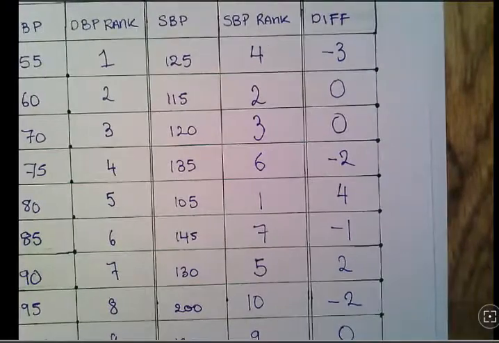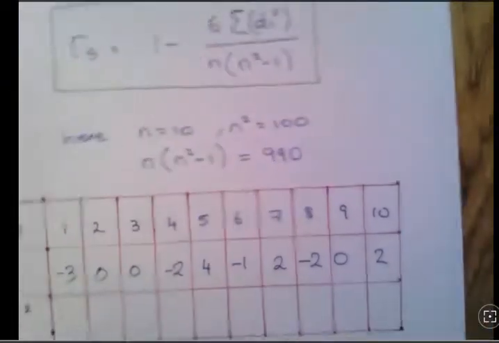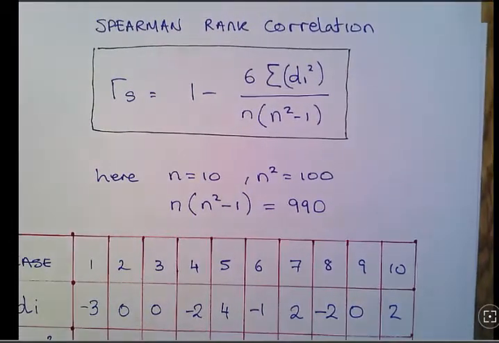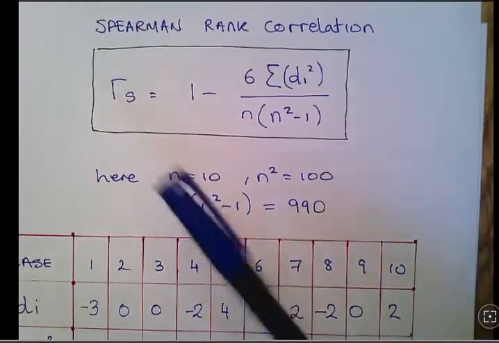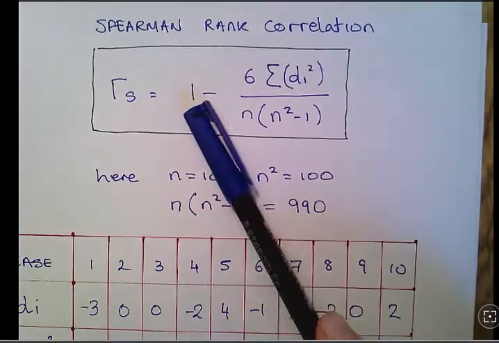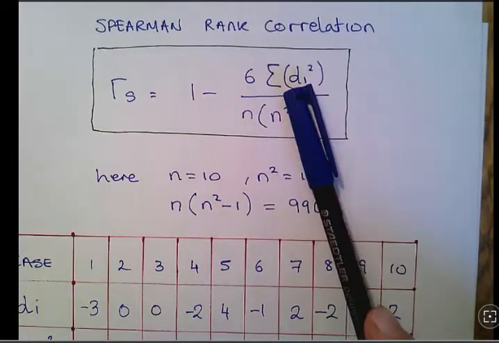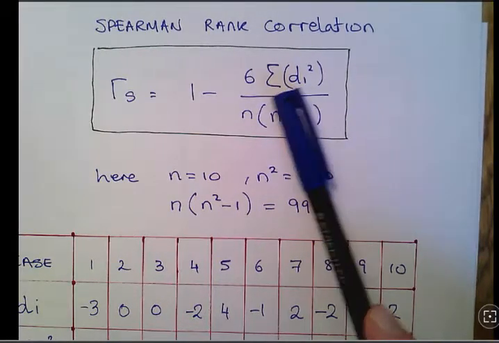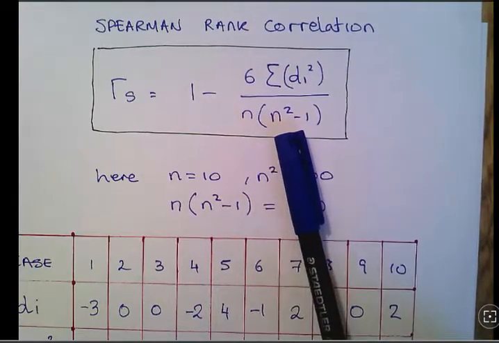So what I'm going to do now is bring in the equation. That's the Spearman rank equation. RS equals 1 minus 6 times the summation of these differences squared. So we square the differences and sum all of them up, over n times n squared minus 1.